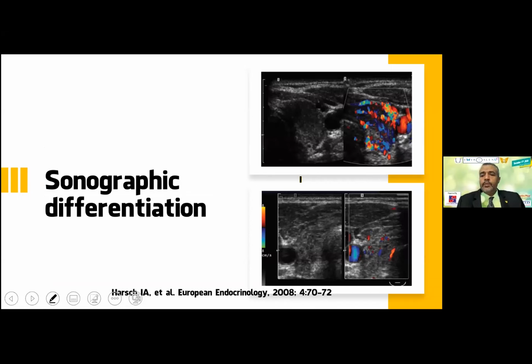In the upper photo, here you can see what sonographers call the inferno sign. And the lower panel shows Hashimoto thyroiditis with markedly decreased vascularity.